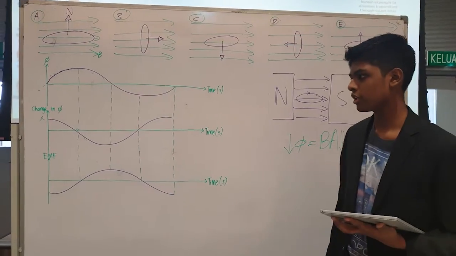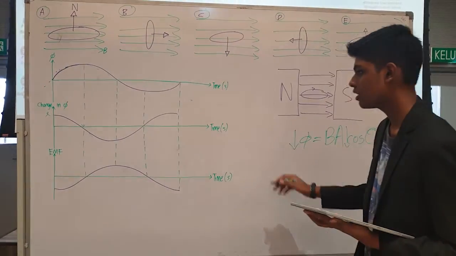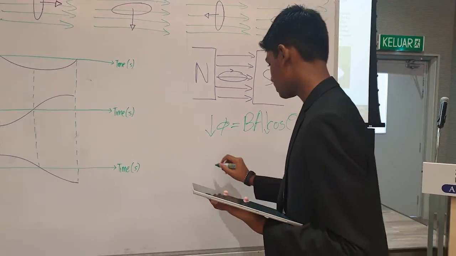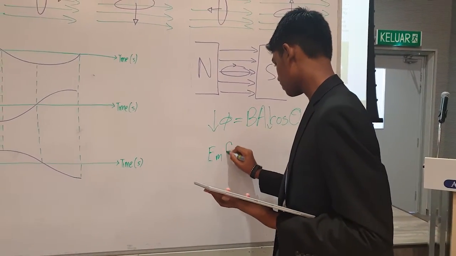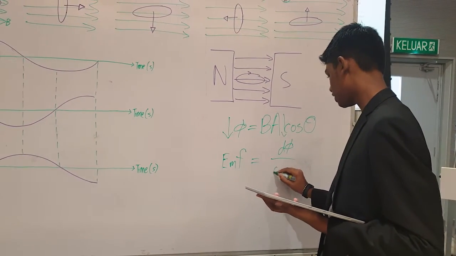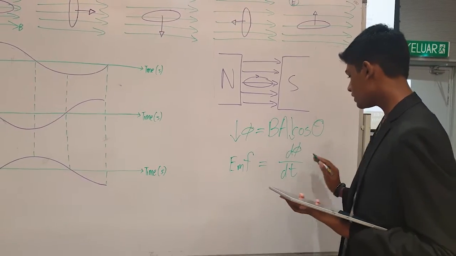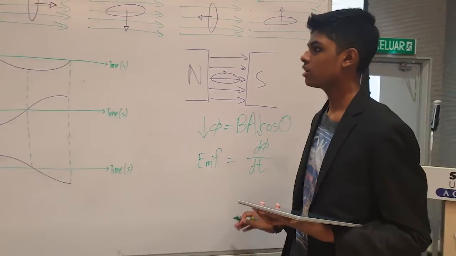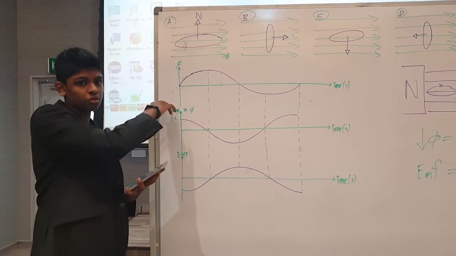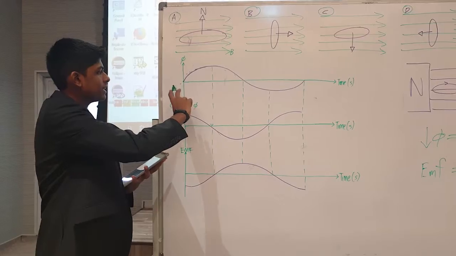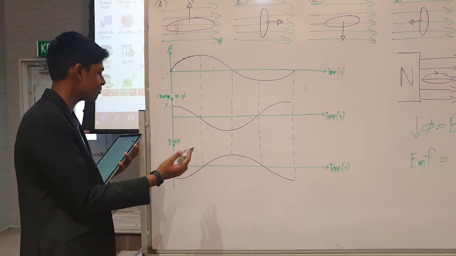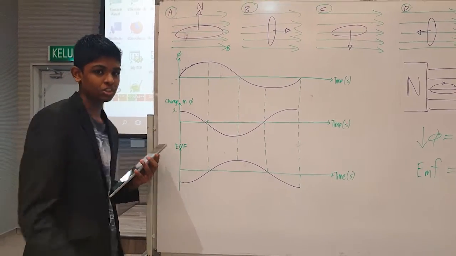Next, I'm going to talk about the change in flux over time graph. And for this graph to work, we will need Faraday's law's formula, which is EMF equal to the change of flux over the change of time. This is also the gradient of the flux over time graph. So, as the flux starts from 0, the gradient is at its maximum positive value. Therefore, the change in flux over time will be at its maximum positive value.